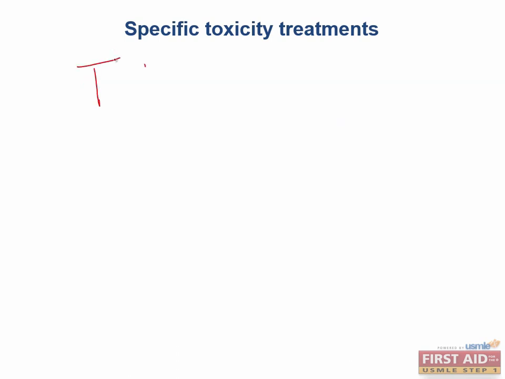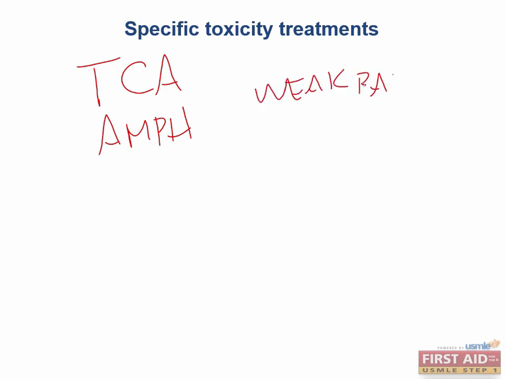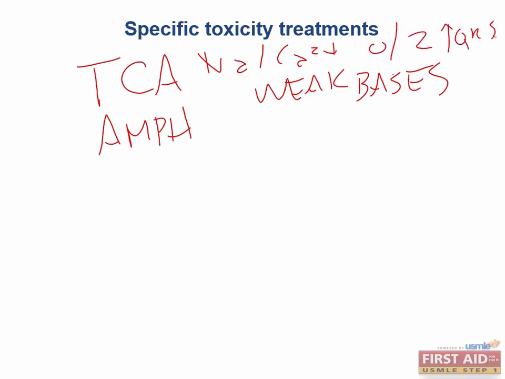Now tricyclic antidepressants and amphetamines, these are different. These are weak bases. They are treated in a different way. Remember, TCAs can block sodium and calcium channels in the heart, leading to prolonged depolarization of phase 0 and 2. This can show up as a prolonged QRS complex on ECG.